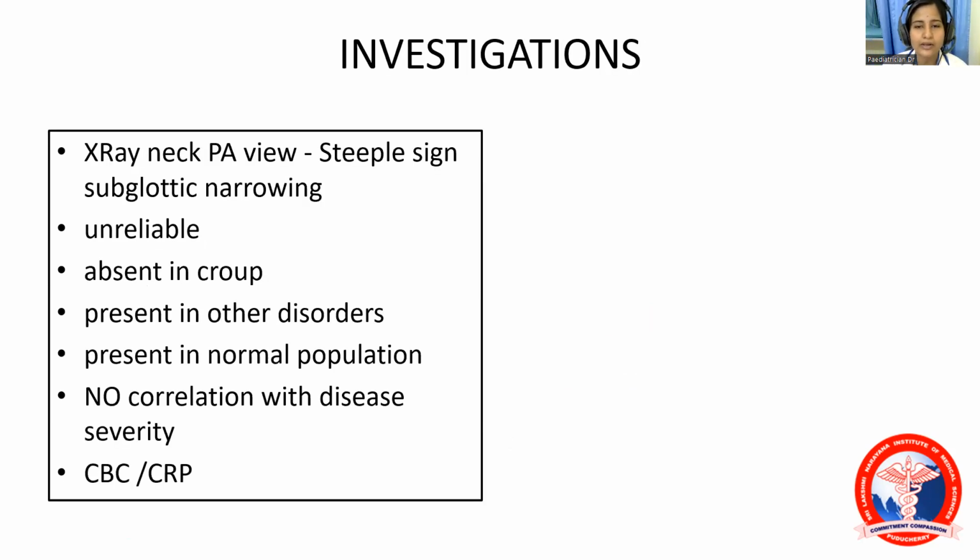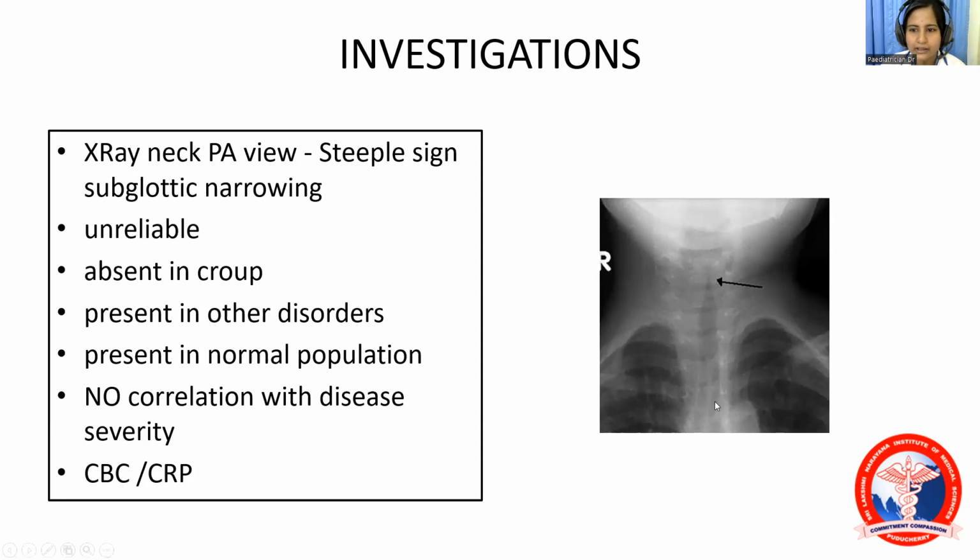Once you have diagnosed croup, what investigations do you need to take? Croup is always a clinical diagnosis. If you want to order an investigation, it is an X-ray neck PA view. In the X-ray neck PA view, what sign will you see? It is the steeple sign. Everyone can see the narrowing of the subglottic area, no? That is the steeple sign. So it is a subglottic narrowing.